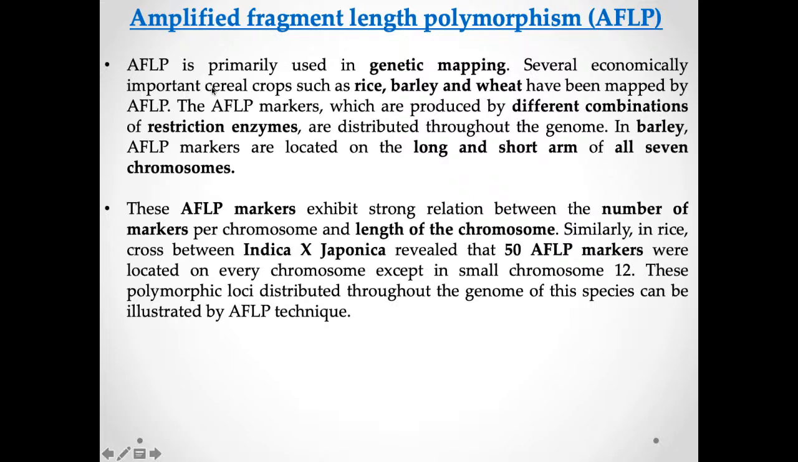AFLP is primarily used in the genetic mapping of several economically important cereal crops; such as rice, barley, and wheat have been mapped by AFLP. So AFLP markers, which are produced by different combinations of restriction enzymes in barley, are located on the long and short arm of all 7 chromosomes. These AFLP markers exhibit strong relation between the number of markers per chromosome and length of chromosome.